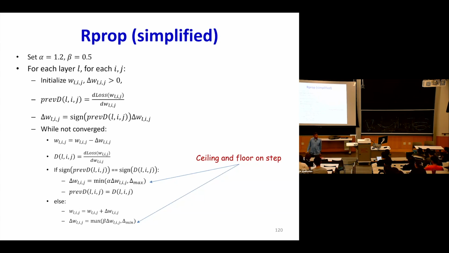You never actually look at the value of the derivative itself, and then to make sure that things don't go completely bonkers, you put a ceiling on how large your step can be, right? And also, if you're always shrinking your step size, at some point you're going to make it too small, so you also put a floor on how small the step size can be, and that's it.